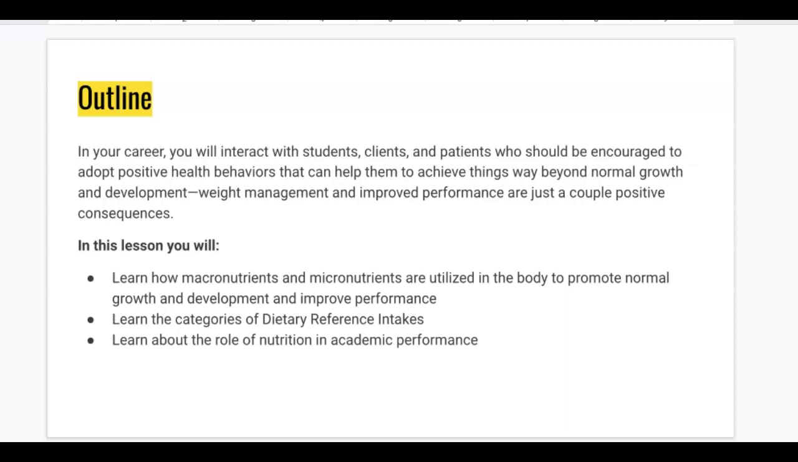We're going to talk about the dietary reference intakes and learn the categories of those DRIs. And we are also going to learn about the role of nutrition in academic performance. There's going to be another activity this module where you will learn about the role of nutrition specifically in sports performance. So we'll talk a little bit about that today, but you're going to get most of that in another assignment.